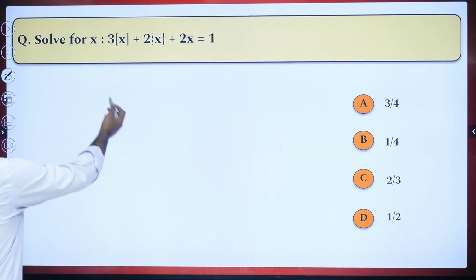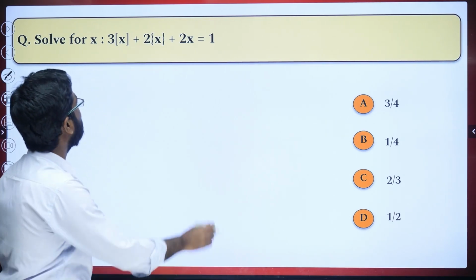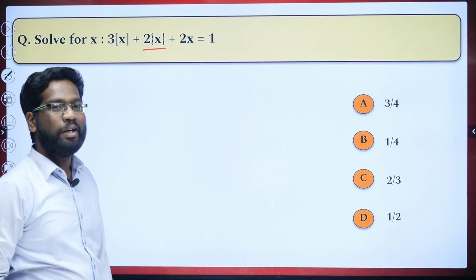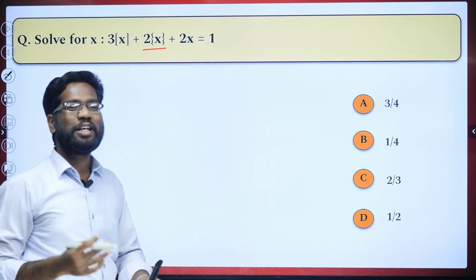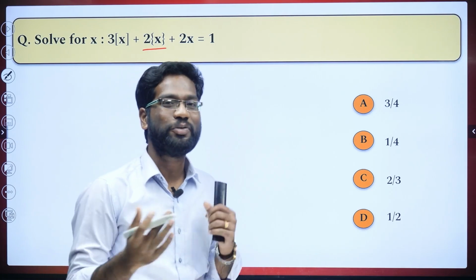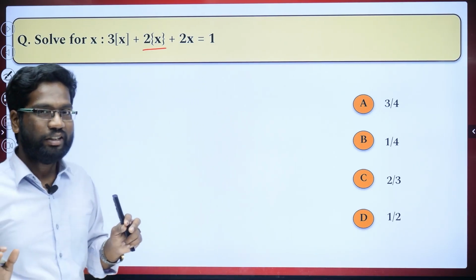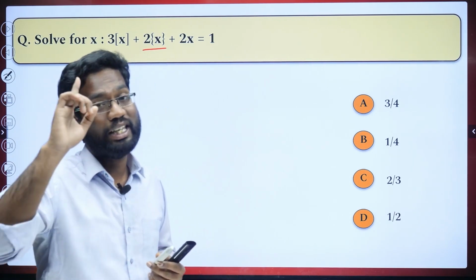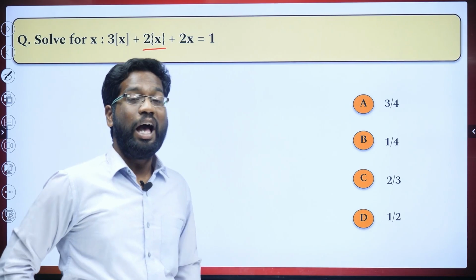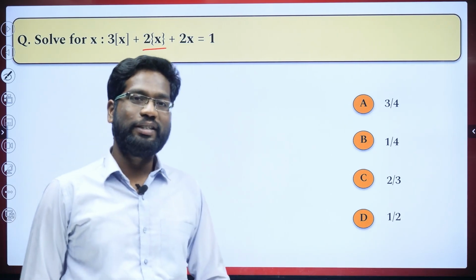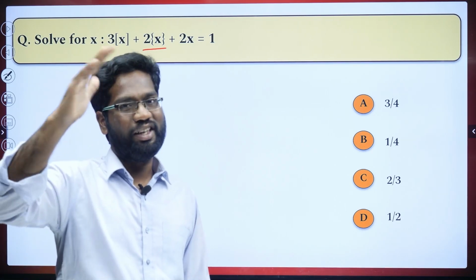So now solve for x: 3 times the greatest integer of x plus 2 times the fractional part of x plus 2x is equal to 1. These are very simple, my dear students, when it comes to mains. So you just think how to solve. Take a minute, pause the video, because thinking matters a lot. Albert Einstein said so many times, my dear students, I always get the idea of physics after thinking a lot. So you have to think.